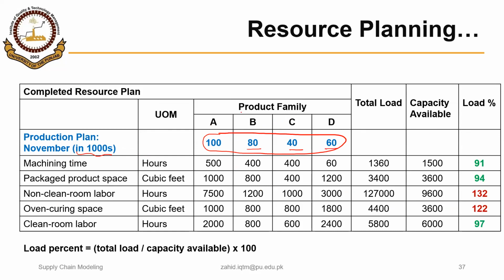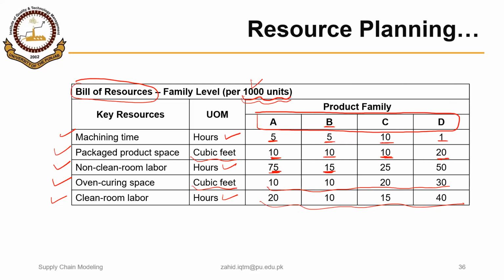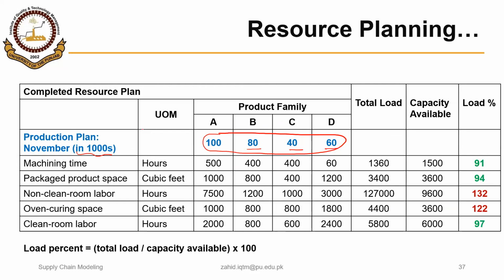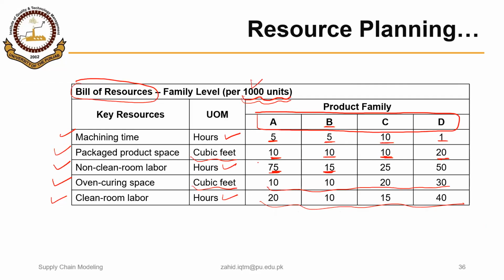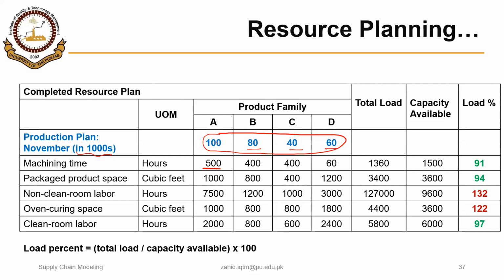Now we can simply multiply the factors from this table. To produce 1,000 A, we needed 5. So for 100,000, we will need 500 hours. Similarly, you could see that we need 10 cubic feet space for 1,000. So for 100,000, this 10 multiplied by this 100, that will be 1,000. So you could see the other values as well.